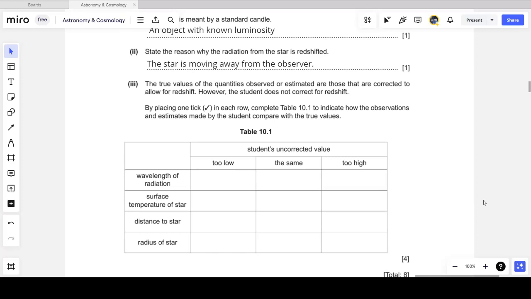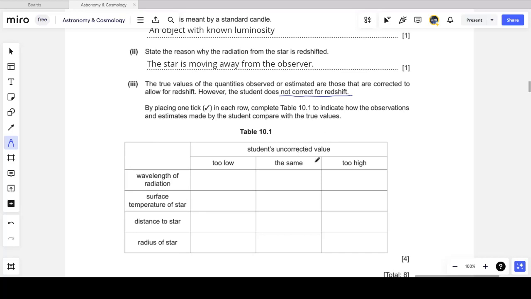So we are then told that the true values of the quantities observed or estimated are those that are corrected to allow for redshift. However, this student does not correct for redshift. So by placing one tick in each row, we want to complete the table to indicate how the observations and estimates made by the student compare with the true values. So I need one tick for each row in this table. And what I know is that the student does not correct for redshift. So whatever values the student reads is what they write down. And we want to know if the student's uncorrected values are too low, the same, or too high for different quantities: the wavelength, the surface temperature, distance, and radius.